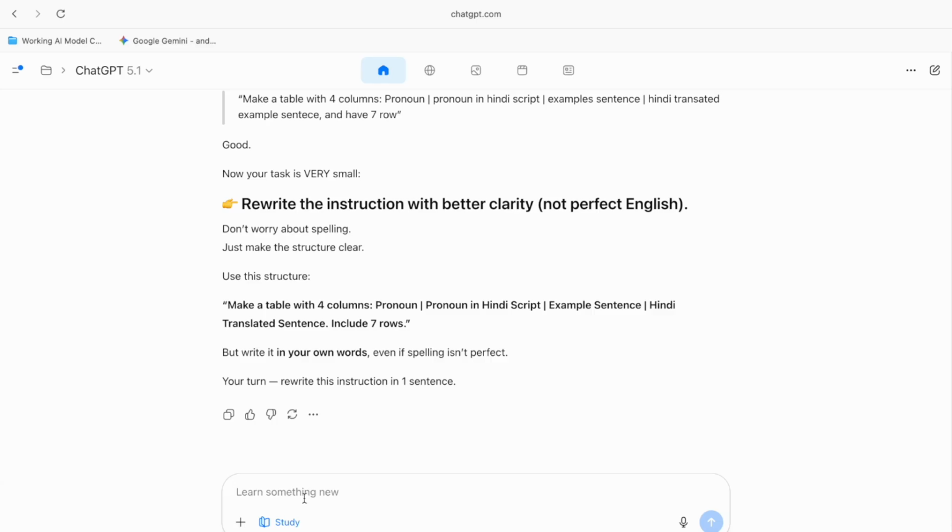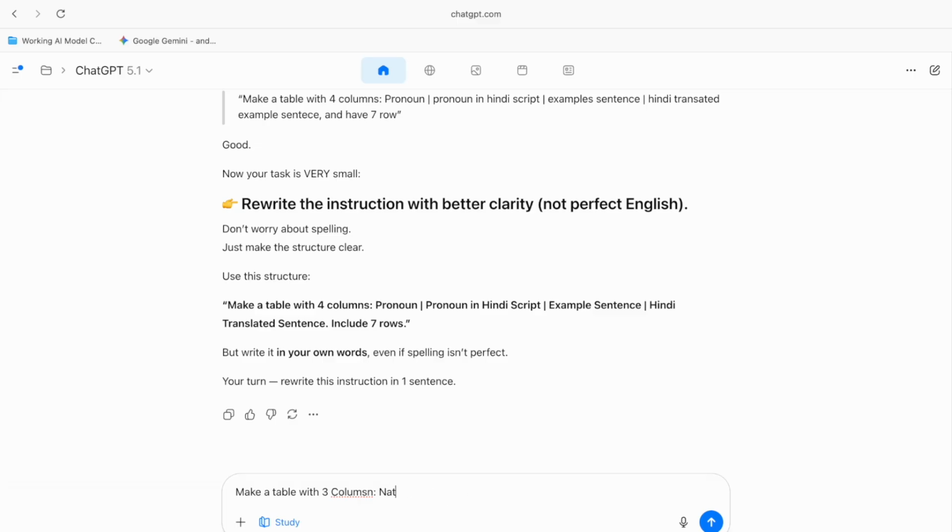Okay. So, make a table with 5 columns. No, 5 is too big. 3 columns. Okay. Nature, good. Okay. So what I want is nature.